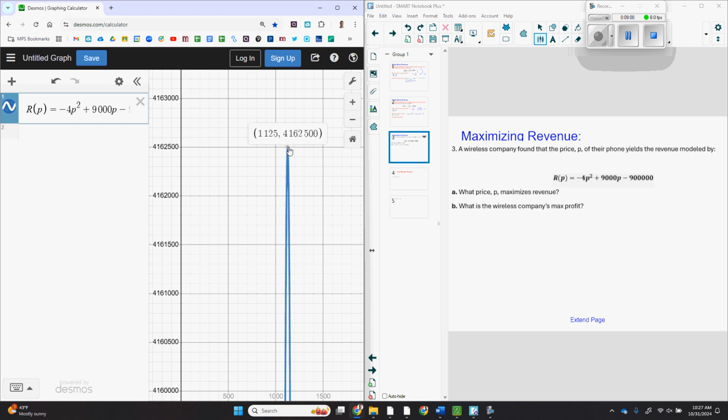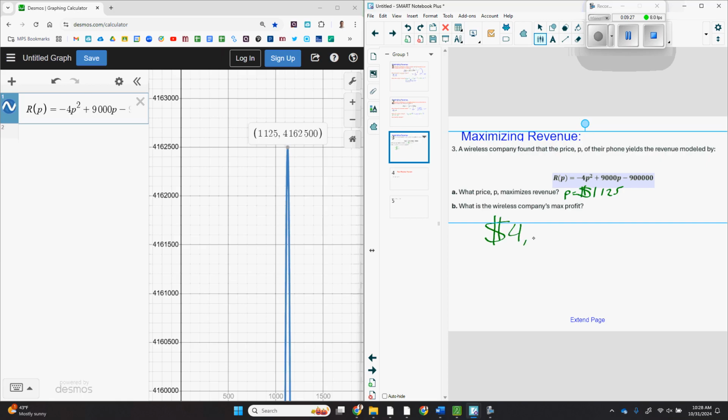All right, so over here, if I were to write that in on ours, I would say, just graphically looking at this, that the P price that maximizes our revenue, I can say P is $1,125. And then it says, what is their max profit? That'd be 4 million. That's our Y value, $4,162,500 if they sell their phones for $1,125. Okay, so pretty big margins there.